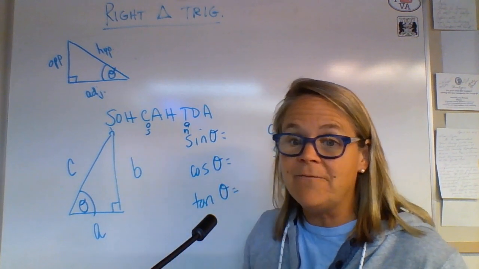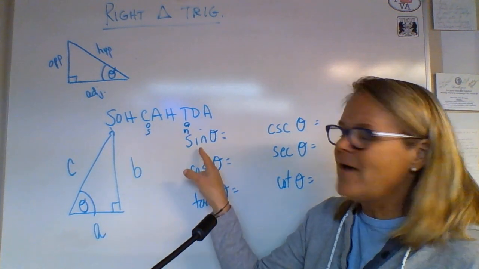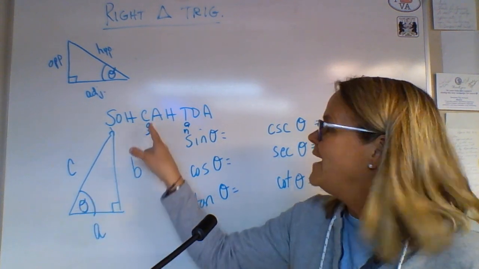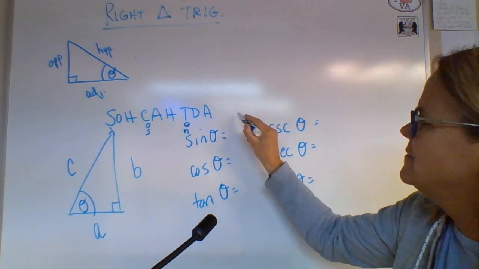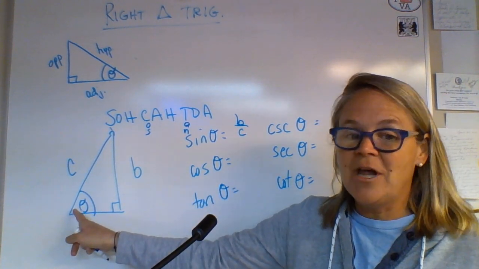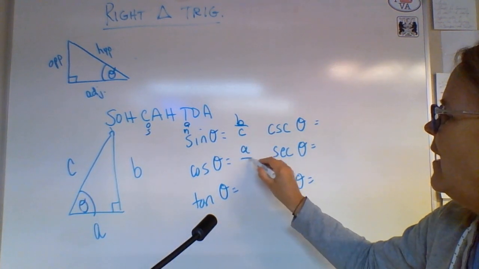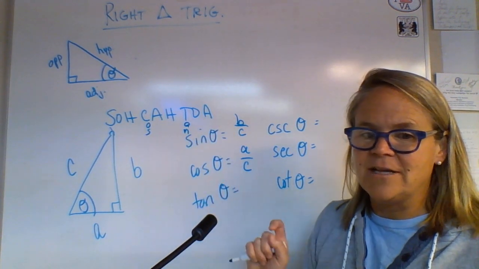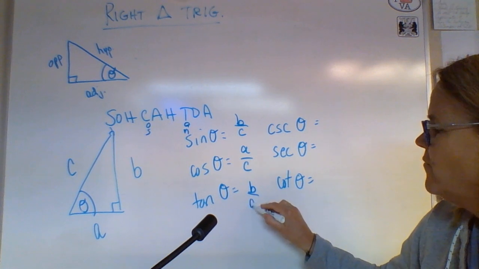So what we knew before, sine, cosine, tangent. If we had this triangle, if I said what is the sine of theta, I look at theta, sine, opposite hypotenuse. So opposite hypotenuse, B over C. Cosine, adjacent over hypotenuse. Adjacent, hypotenuse, A over C. Tangent, opposite adjacent. So opposite adjacent, B over A.